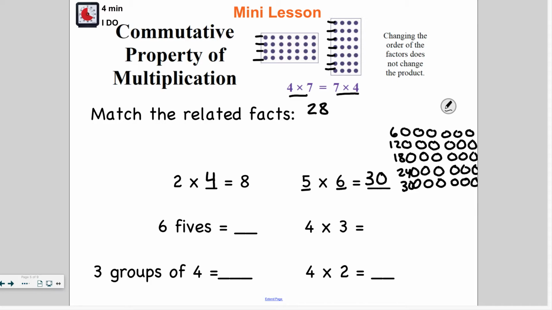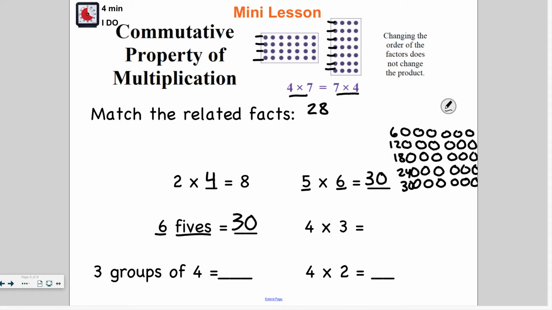So let's try these two together. 6 5s. Well, that means that I have 6 groups of 5. Well, counting by 5s is pretty easy, so let's do that. Let's count by 5 6 times. So 5, 10, 15, 20, 25, 30. So 6 5s equals 30.